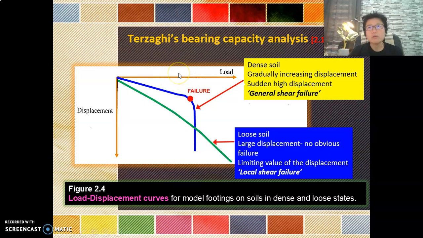So that will be the maximum load that you can allow. That's the maximum load that you can have for the bearing capacity. And this situation we term as local shear failure. Right? So this is important to know. Remember the dense soil situation and the loose soil situation for the bearing capacity pattern.